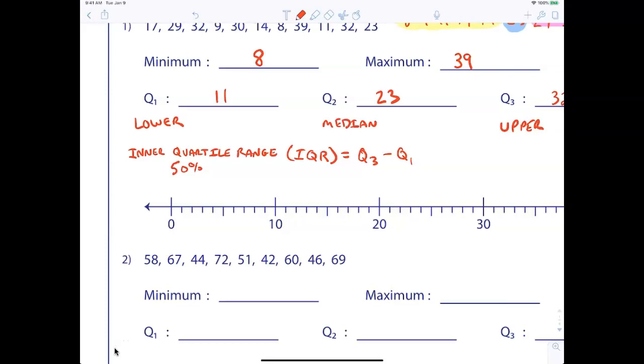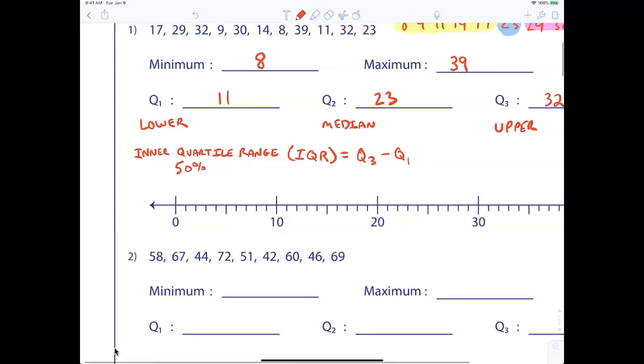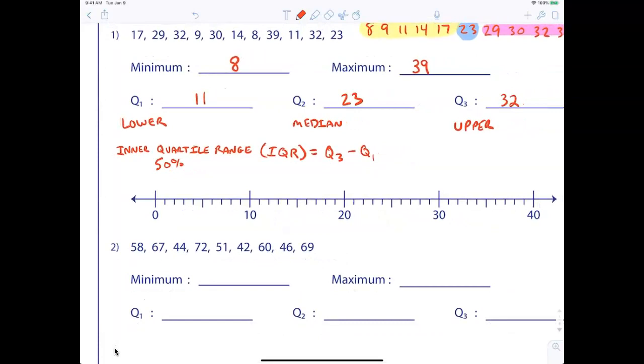Because I'm showing you how to make a box and whisker graph. That's what we're doing. I'm getting there. We're going right down the page. Now, what is the interquartile range then?